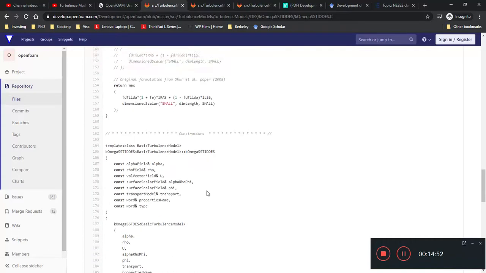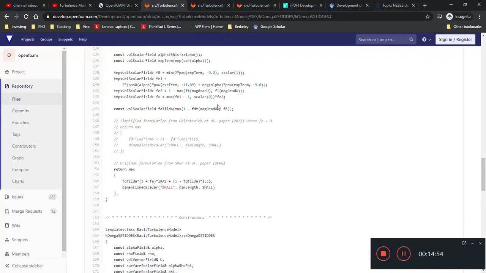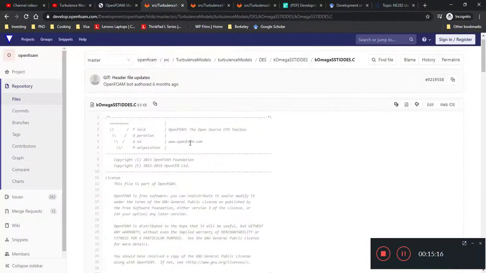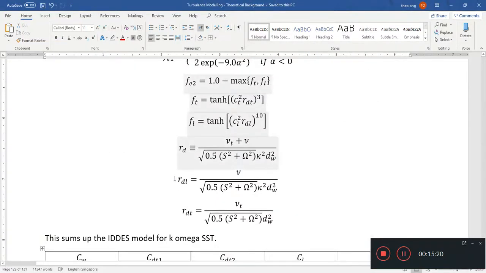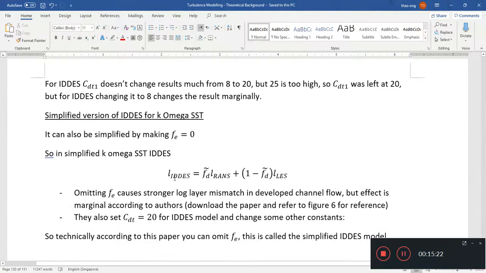All right. More importantly, we see that this is right. Fe equals max of Fe minus 1 and a scalar 0, which is just 0, times Fe2. Just make sure that this 0 is a scalar, not a vector, inside the C code. But anyway, Fe minus 1 and 0, you take the maximum of that, and then you multiply by Fe2. There is no psi. Psi is dropped out in the k-omega SST IDDES model. So that's right. It lines up with the paper very nicely.